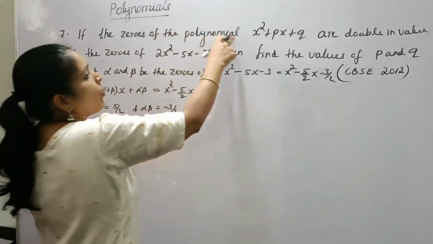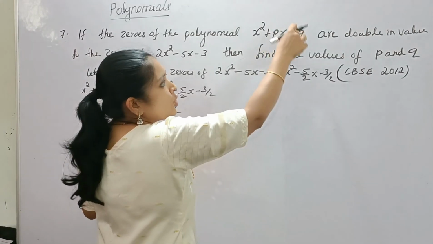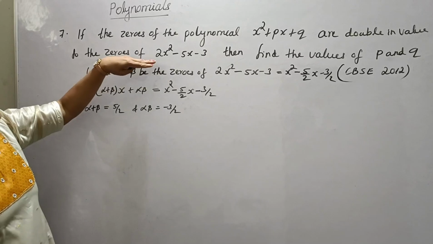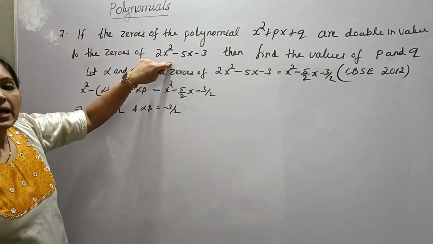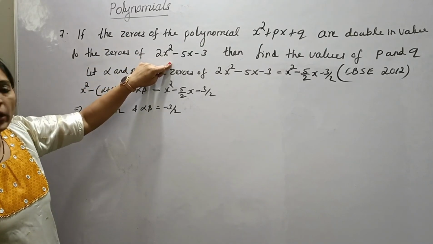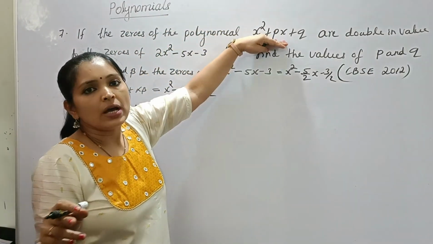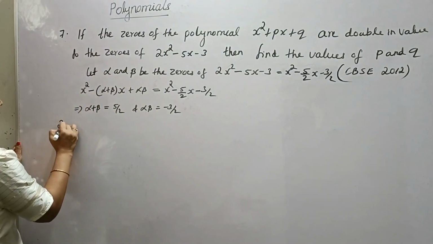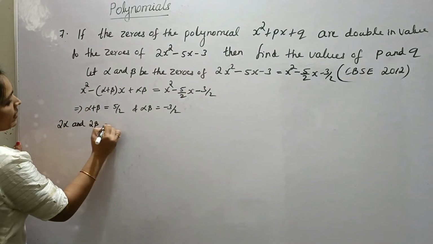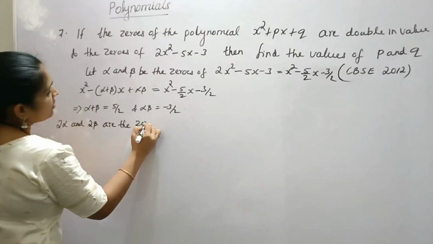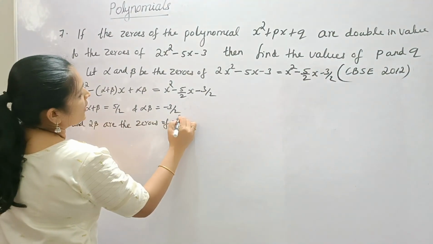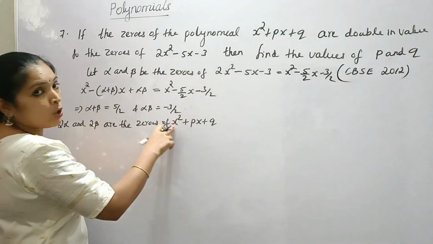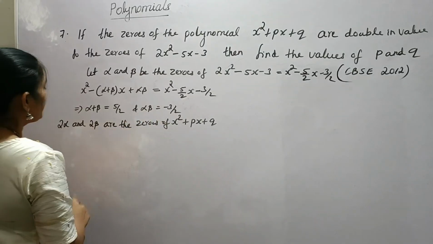It is given that the zeros of the polynomial x square plus px plus q are double in value to the zeros of this polynomial. So if alpha and beta are the zeros of this polynomial, then 2 alpha and 2 beta are the zeros of the polynomial x square plus px plus q. Here the coefficient of x square is already 1.